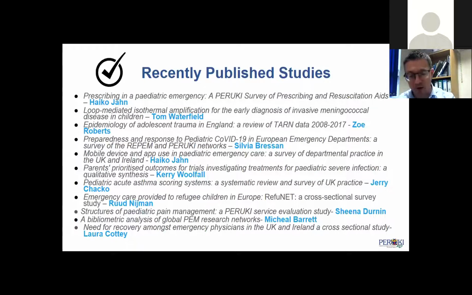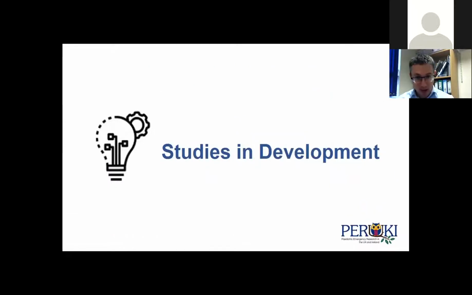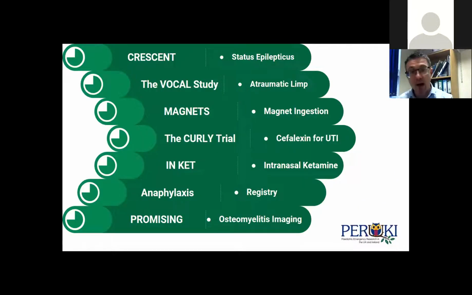We've got a whole load of stuff that has come out over the last couple of years. But things that are on the horizon, I know that you're going to be talking about management of status. The CRESCENT study is a completely novel way of looking at status using a high CO2 mix with the oxygen, which changes the pH of your brain, which is felt to stop status. We're going to be looking at that vexed question of atraumatic limp. How should you manage that? Outcomes from magnet ingestion, what dose of cefalexin do you need for UTIs, and hopefully starting some registry type studies for anaphylaxis.